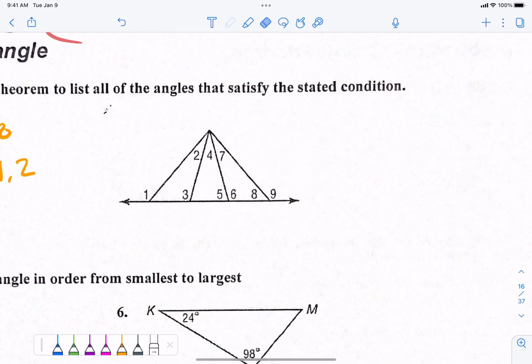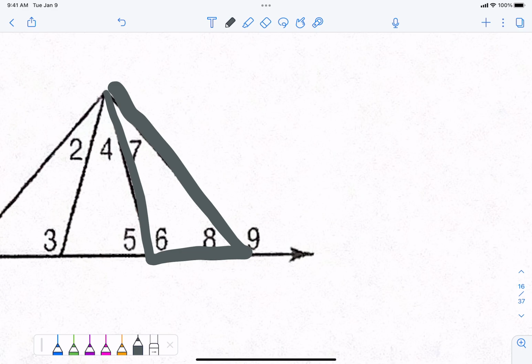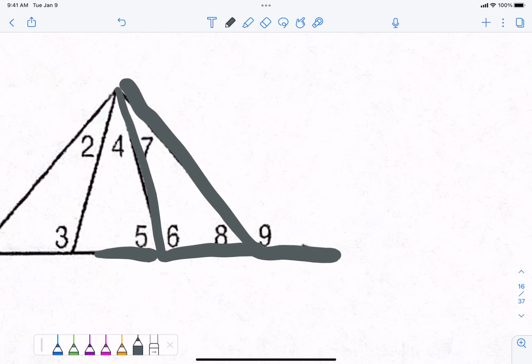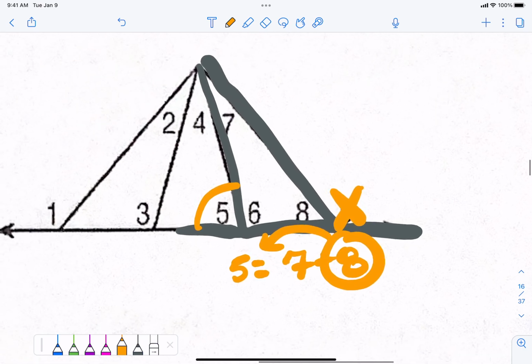Okay, so let's talk about angle 8 here. Let's talk about this guy right here. If we just do the smallest angle for angle 8, there's two exterior ones. Which one are we gonna ignore? 6 or 9. 9, why? Because it touches 8. So, if we're talking about 5, 5 is equal to 7 plus 8, yeah? So what's bigger than 8? 5. Okay, so we can add 5 to our list.